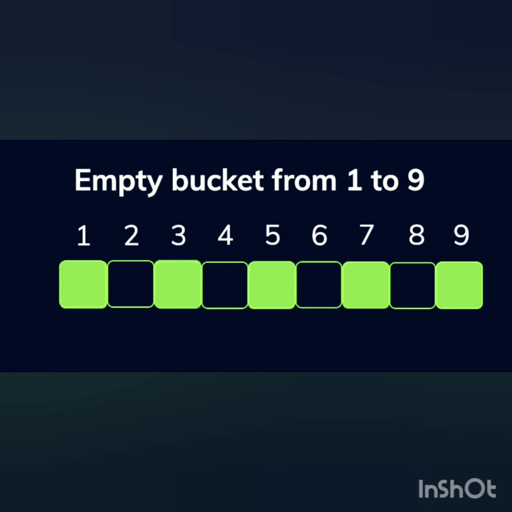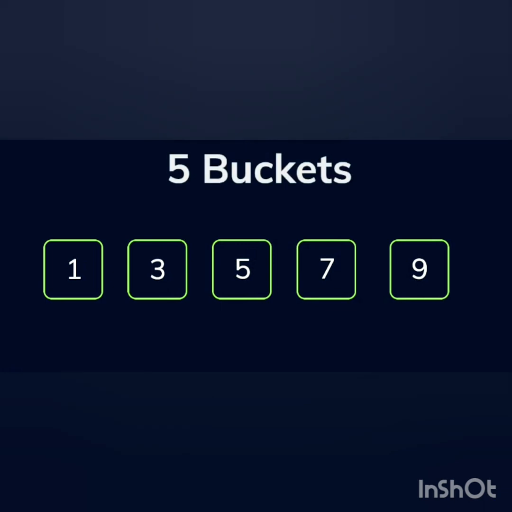Bucket 1 contains number 1, bucket 3 contains number 3, bucket 5 contains number 5, bucket 7 contains number 7, and bucket 9 contains number 9. Finally, we combine the sorted buckets back together in order to produce the final sorted array. In this case, our final sorted array is 1, 3, 5, 7, and 9.